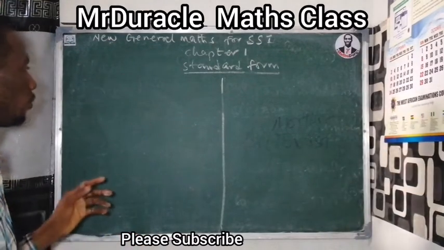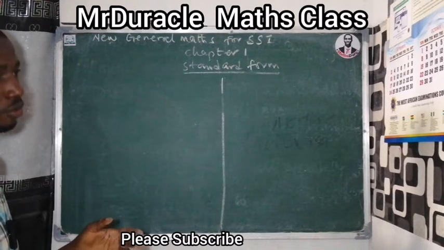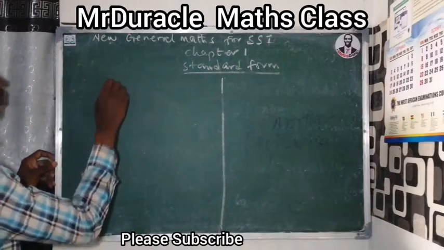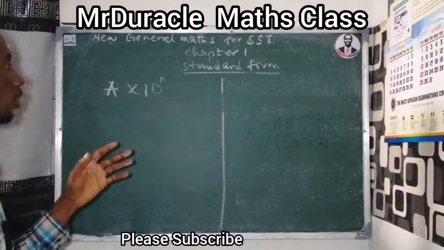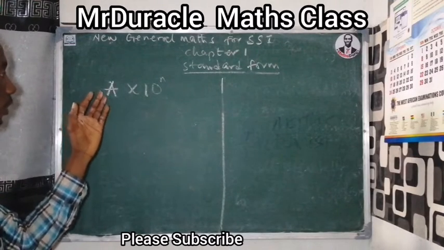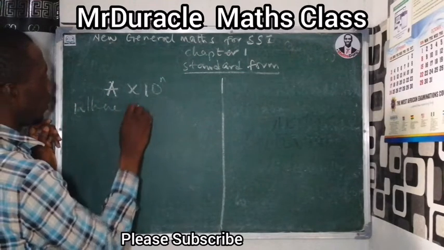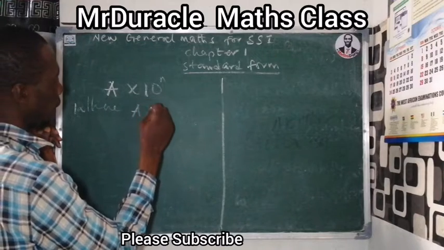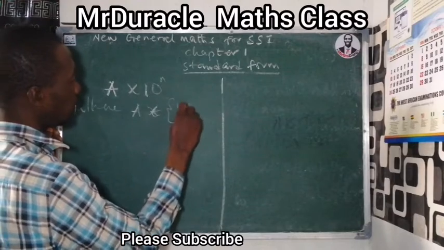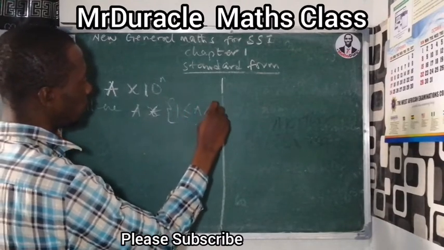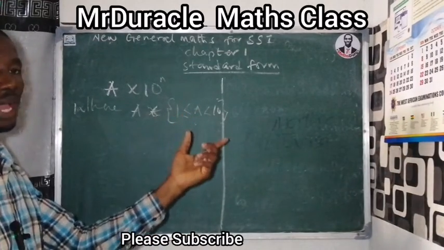And what is standard form? Standard form is a special way of writing numbers, whether large numbers or small numbers. In this form, we write a times 10 to the power of n, where a is an element such that 1 is less than or equal to a, which is less than 10. That is to tell you that a falls between the range of 1 to 9.